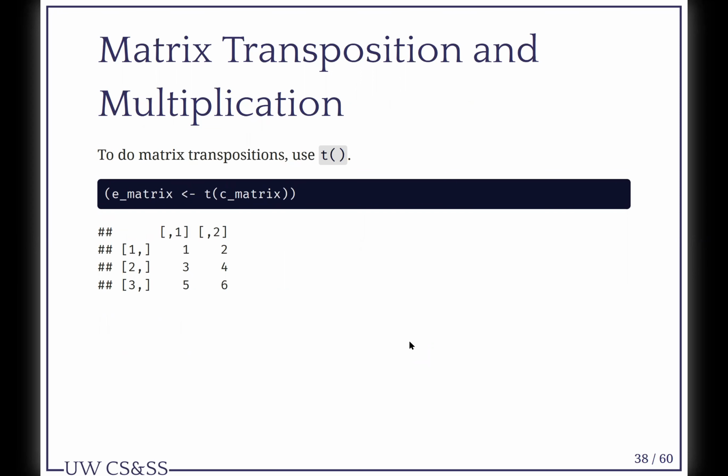So matrix transposition and multiplication. To do matrix transposition, we use T, just T for transpose. As always in coding, if something is just one letter as the function, it's very important. Here we can make the E matrix by assigning it the transpose of the C matrix. And if you're saying to yourself, I don't really know what transpose means, on a matrix along the diagonal, if you flipped it, that is transposition.